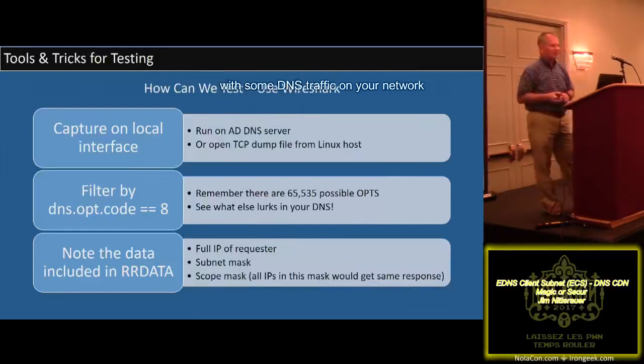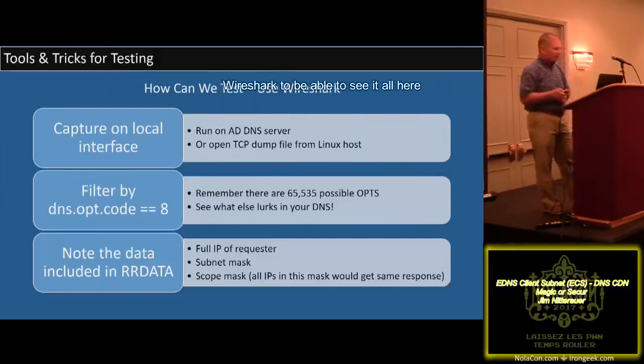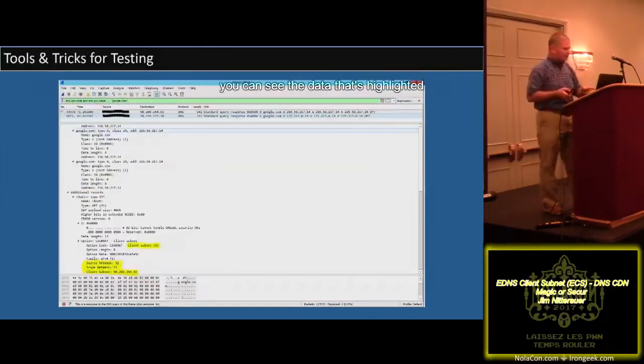You might want to do that with some DNS traffic on your network from time to time to see how that's changing. Note the data that's included in the RR data is highlighted in yellow. So that's the kind of information you would see in the Wireshark capture, and I've expanded all that out. You'd have to expand that out in the view in Wireshark to be able to see it all. Here again is a bigger picture of the same thing. You can see the data that's highlighted there.